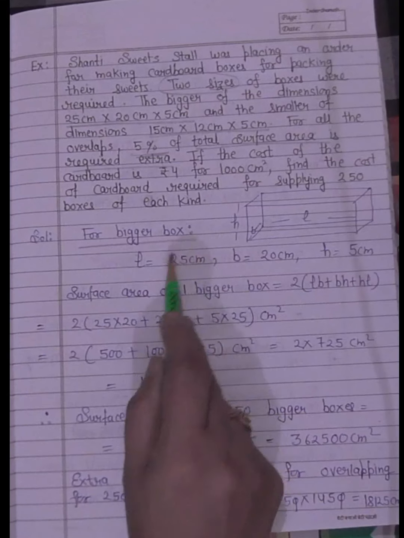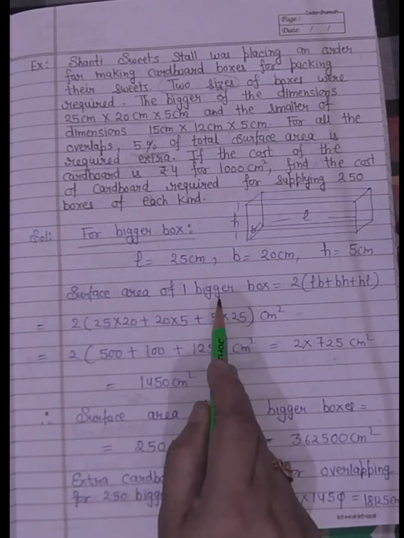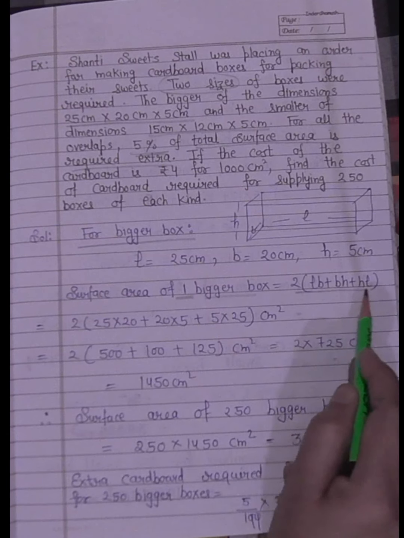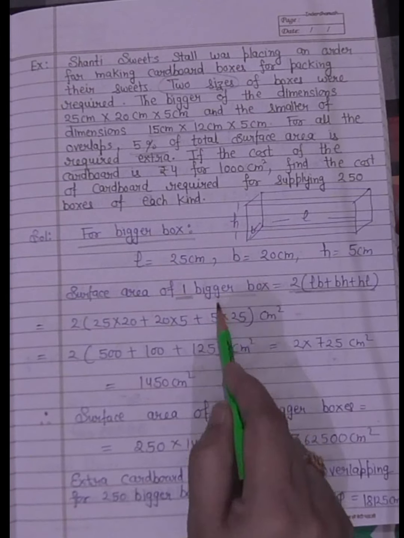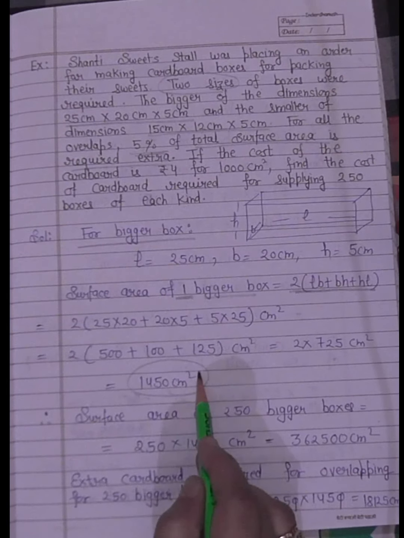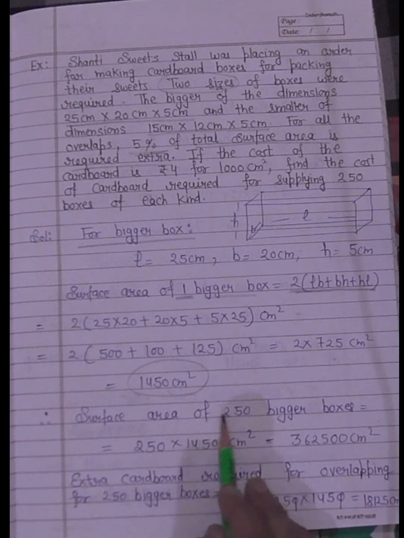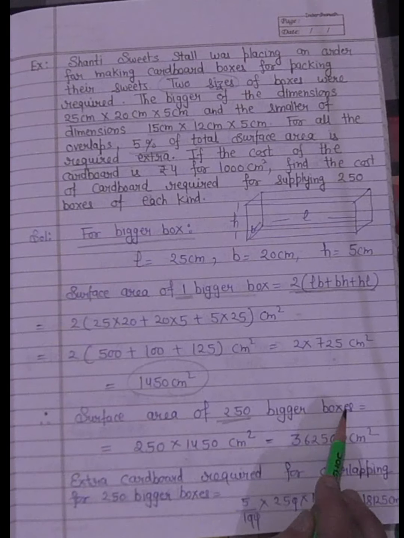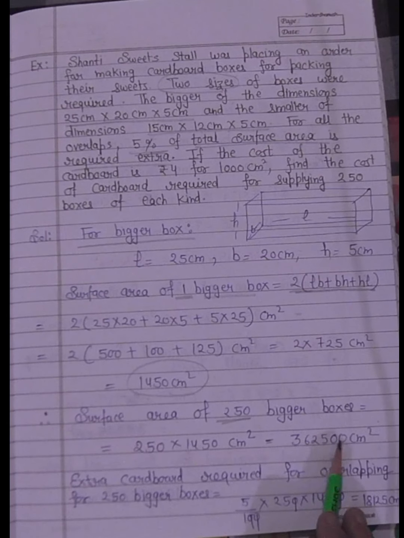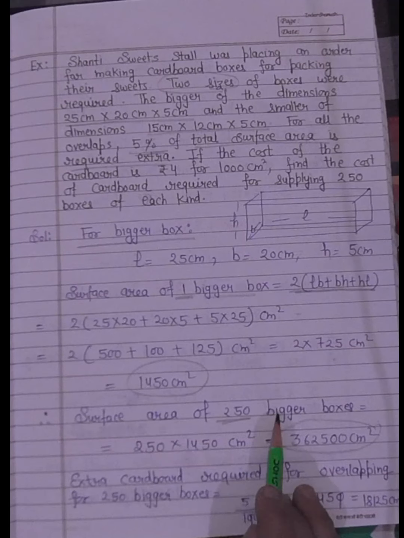for the bigger box. Length, breadth, height are given. So we will find the surface area of one bigger box. Because it is a cuboid, I will apply the total surface area of the cuboid. After putting the values, I am getting area is 1450 centimeter square, but it is of one bigger box. So I will find the surface area of 250 bigger boxes. After multiplying with 250, it will be 362,500 centimeter square. It is the area for the 250 bigger boxes.